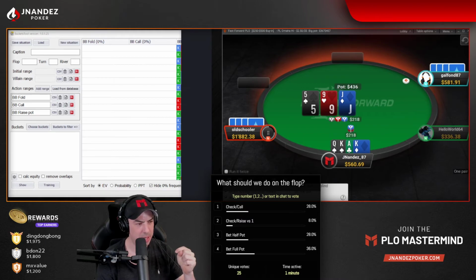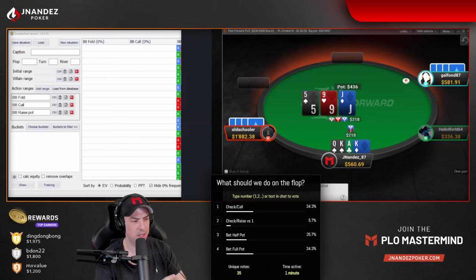Scholler goes with a full pot size bet. You guys are very, very split in this one. Chelsea with the check call. SS Crusher with the 3, which is bet half pot. Roxfall says this format is amazing. I appreciate it. Alright guys, we're about to close it down.